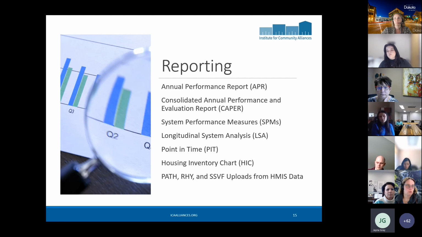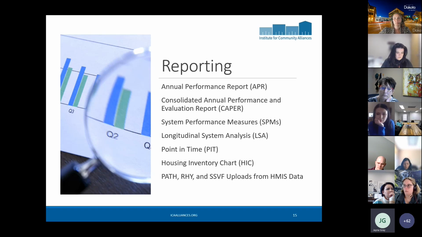The Longitudinal System Analysis, the LSA, and Carrie should be very proud I said that correctly, is the newest report HUD is requiring. What it does is take all of the inflow and outflow information from the system and put it into a community database where you can really look at information. The database is already built, so you can look at over time who you're serving, where you're serving them, and how long they're staying in those services. It's high-level information, but it's already developed.